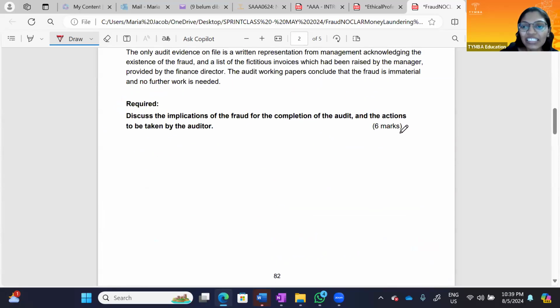This is a 6 marks question. Discuss the implication of fraud for the completion of audit and the action to be taken by the auditor.